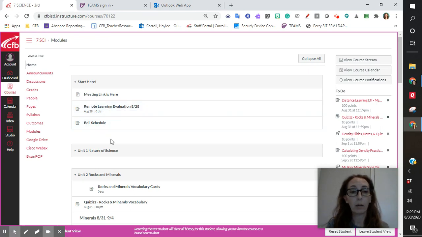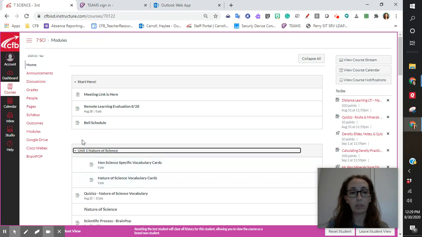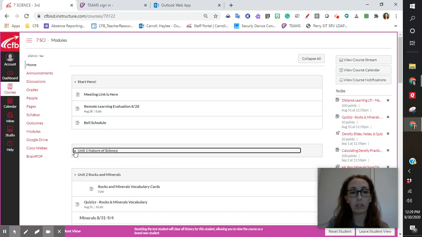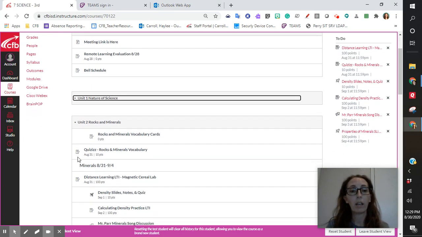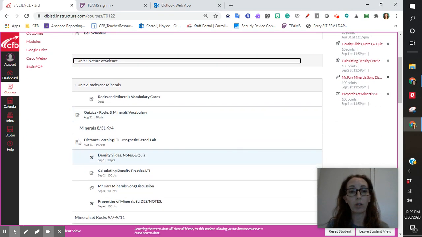Now for this week, I collapsed Unit 1 here. You can click on that little triangle and it will collapse it so that it's out of the way, because we're moving on to Unit 2, Rocks and Minerals. Your vocabulary cards are here. Your quizzes assignment is here.